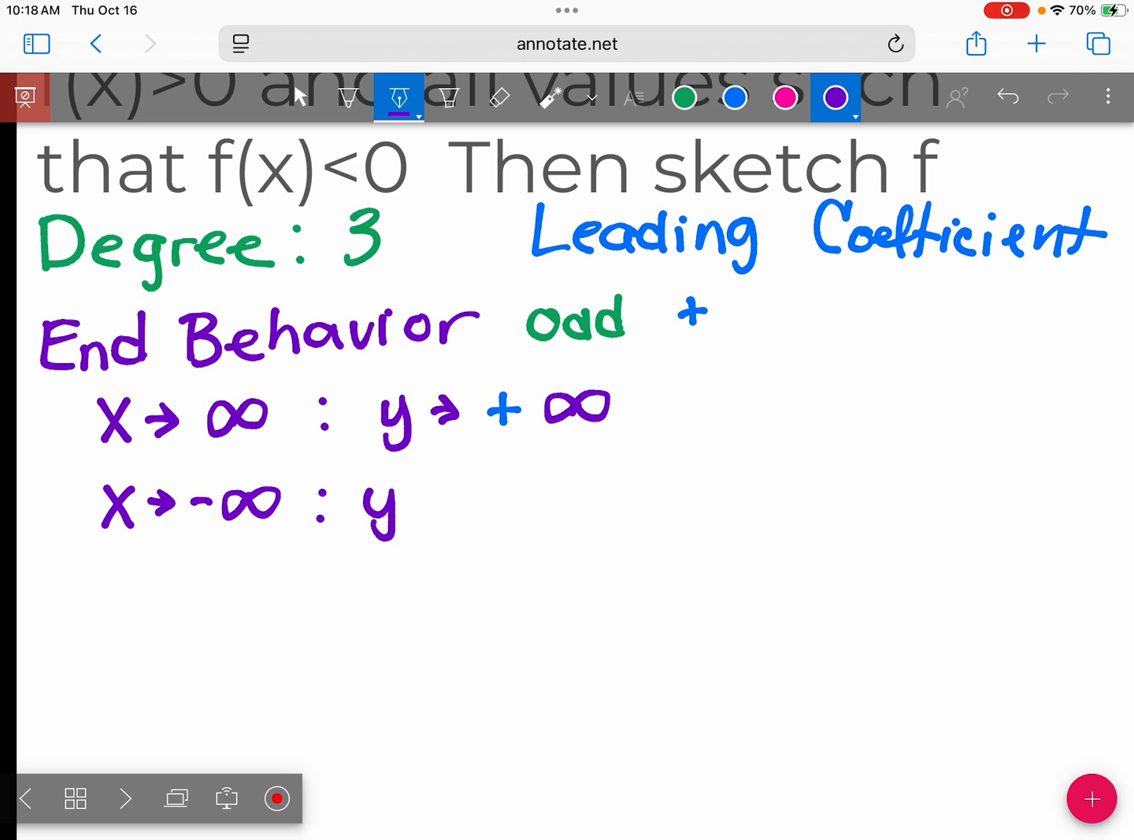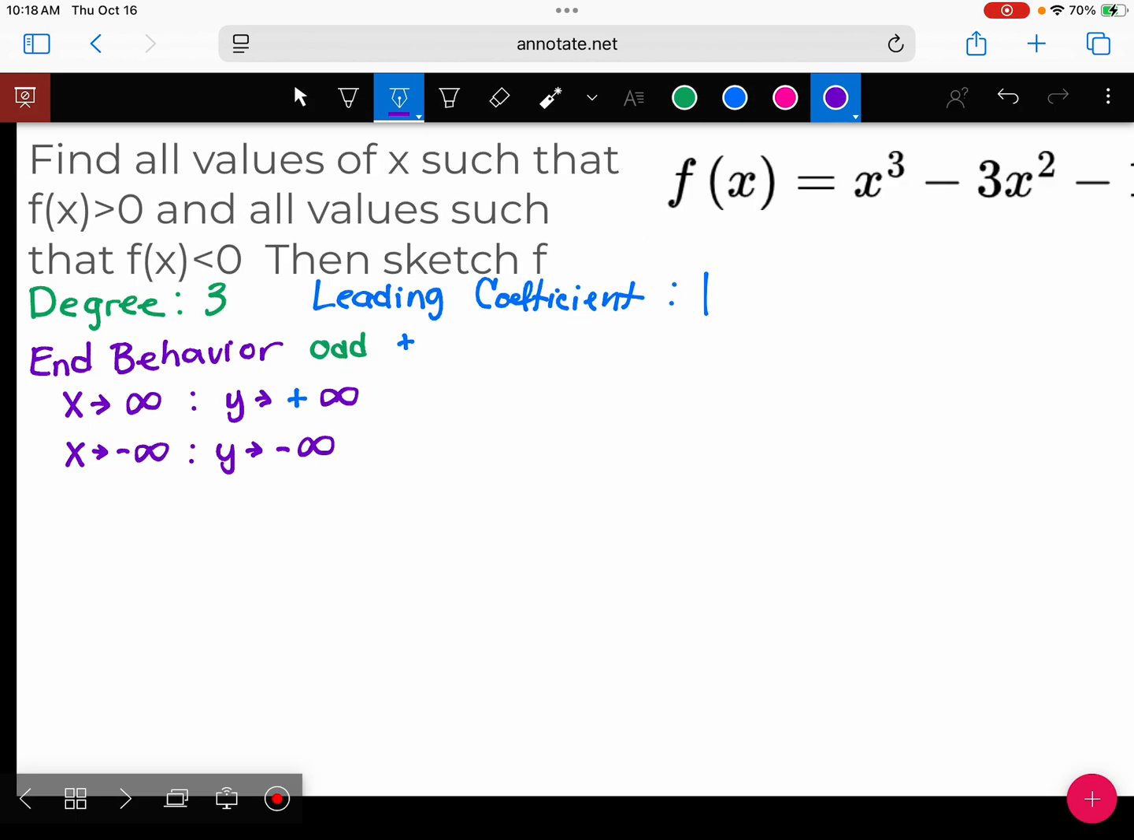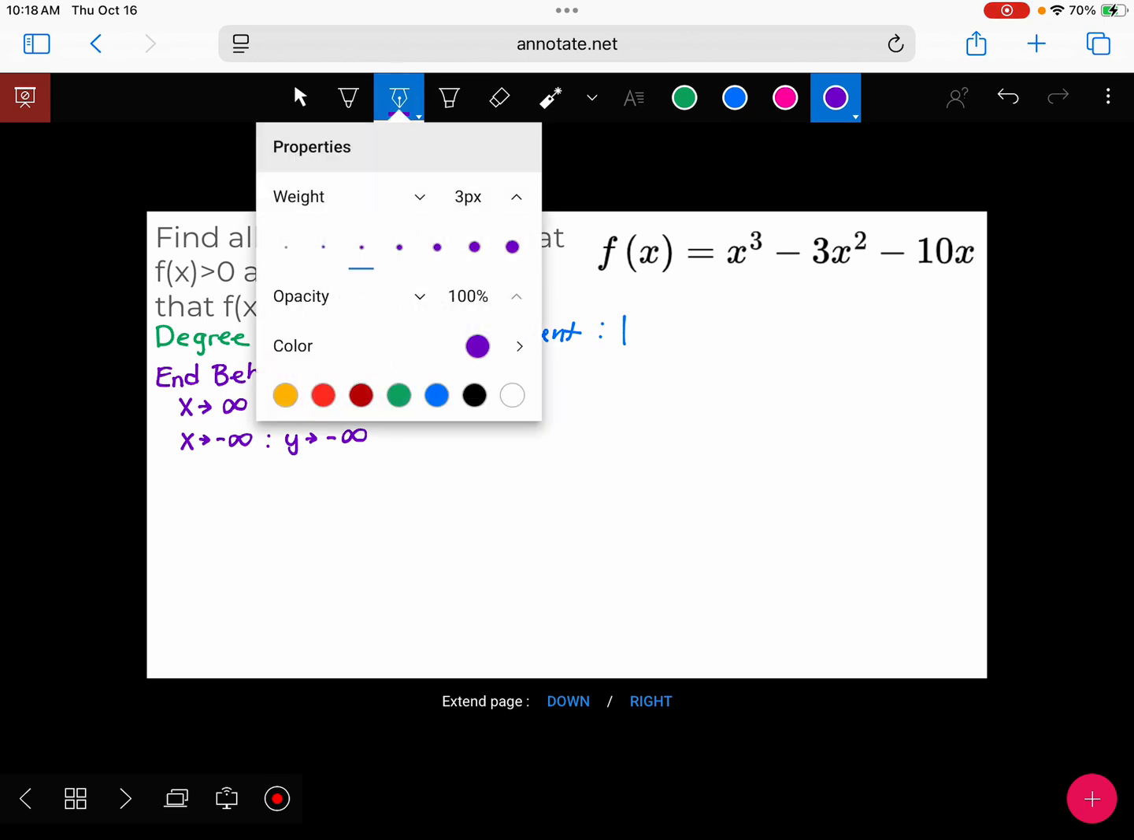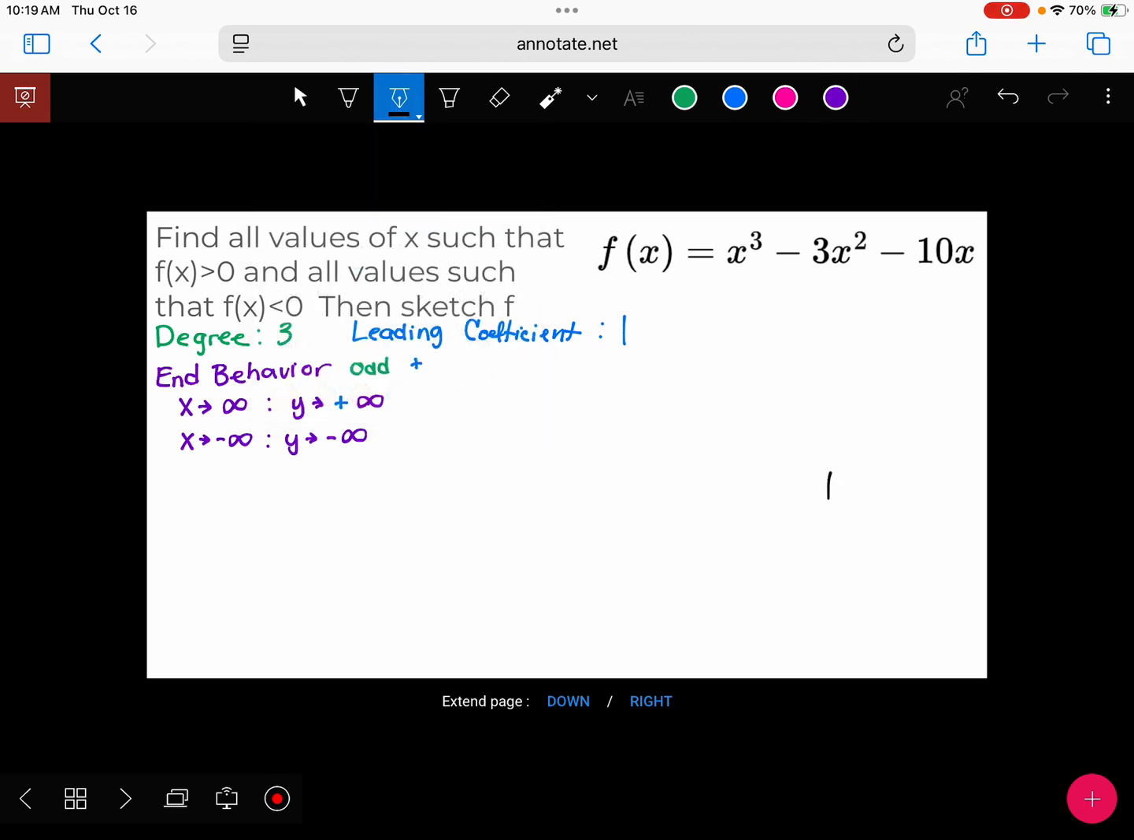Odd degreed functions will go in opposite directions because odd ducks go to the disco. So our y will approach negative infinity here. So when we're trying to make a sketch of this, with that information alone, I know a little bit. I know my right arrow is going to point up, and I know my left arrow is going to point down. But at that point, that's about all we got.